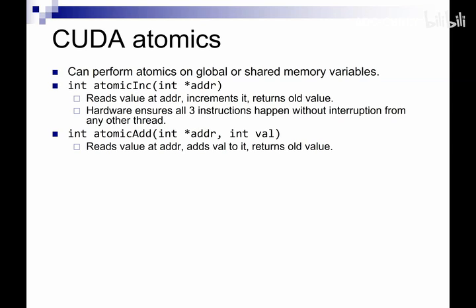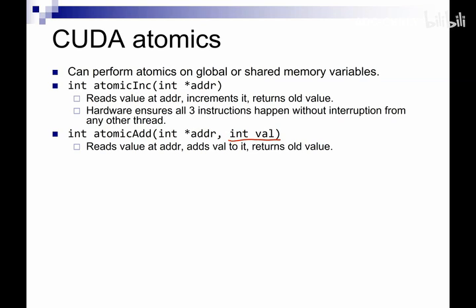So next we have atomic add. This is similar to atomic increment, except for atomic increment, the value only goes up by 1. And for atomic add, you can choose how much you want to change this value by. So you can have another parameter here, val.